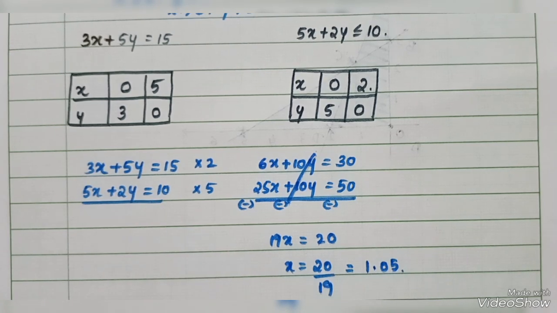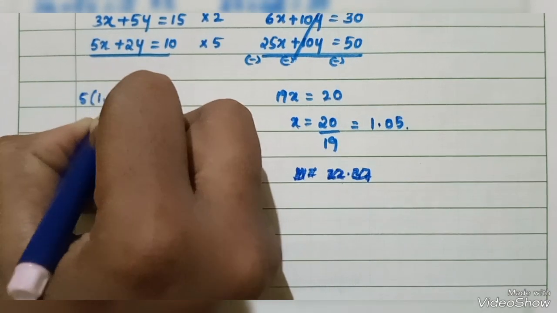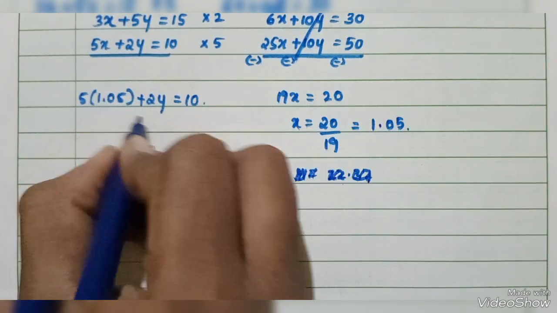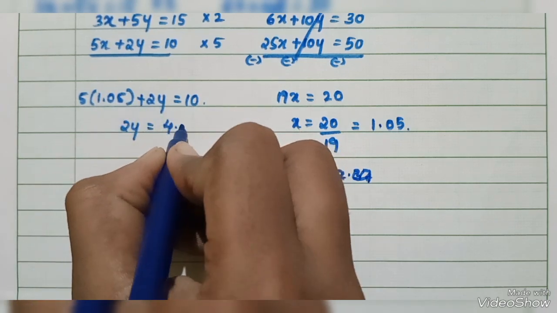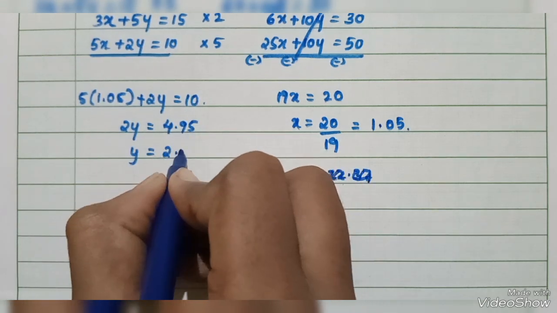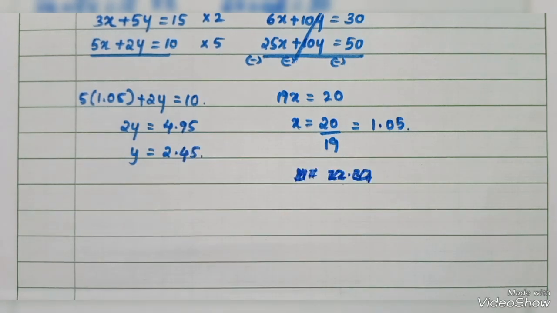Sorry. Wait, I am taking here, okay, here I am taking the x value here. 5 into 1.05 plus 2y equals 10. Then 2y equals 4.95, y equals 2.45 something.